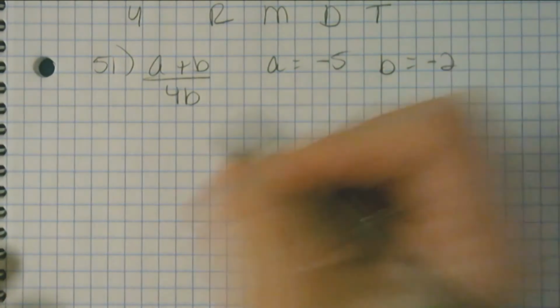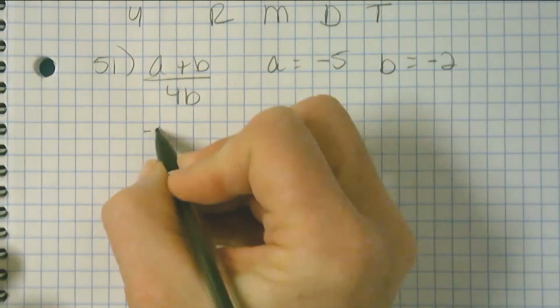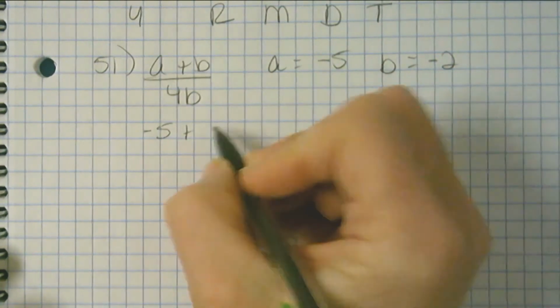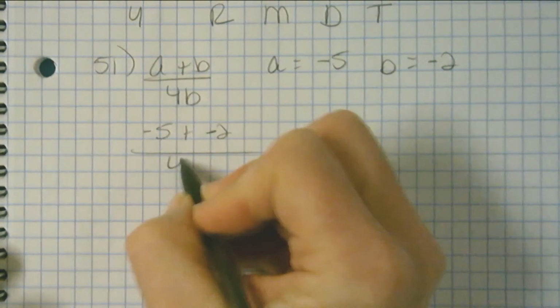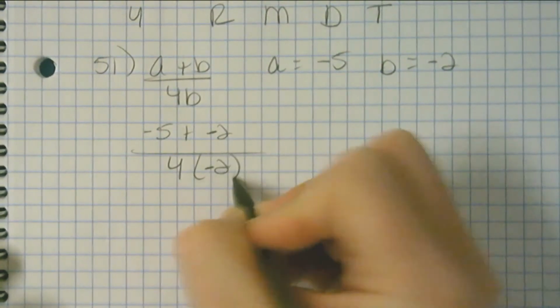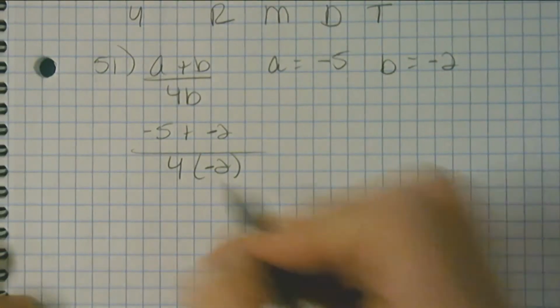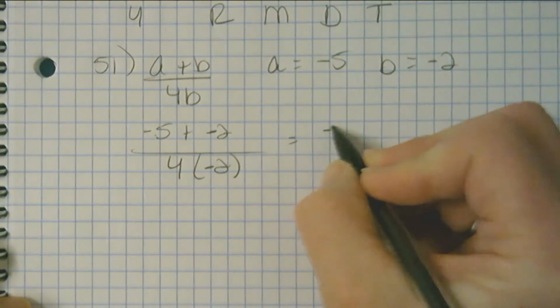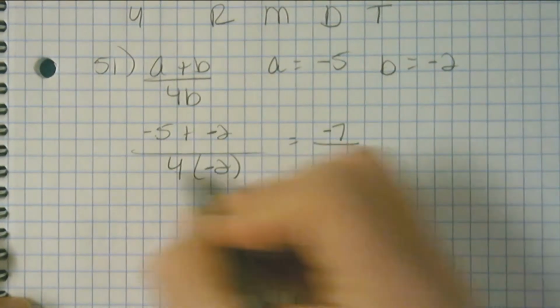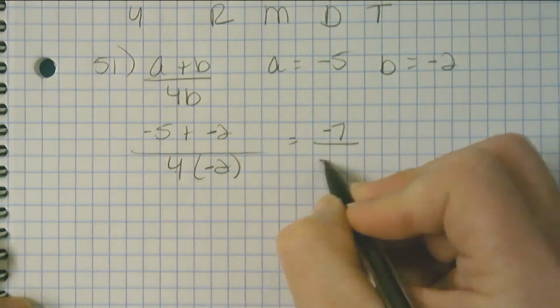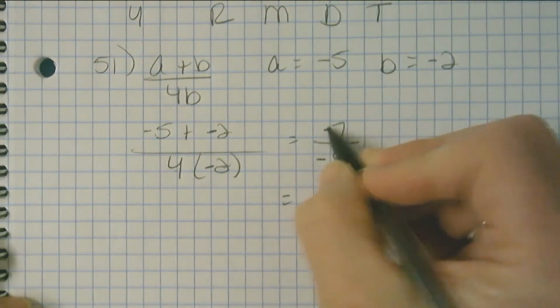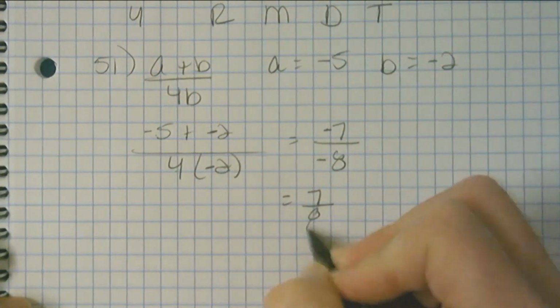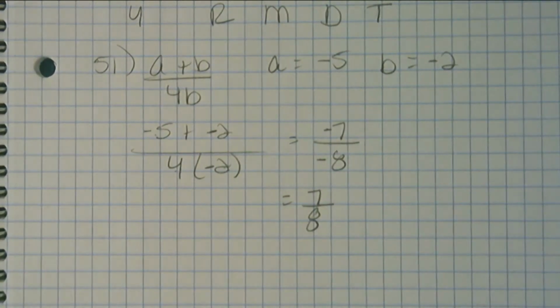Absolutely, just put the numbers in for the variables. So A is -5 plus B is -2, divided by 4 times -2. When I finish simplifying this, -5 plus -2 is -7 over 4 times -2 is -8. A negative divided by a negative is a positive, so this is simply a positive 7/8. Does that help you? Awesome.